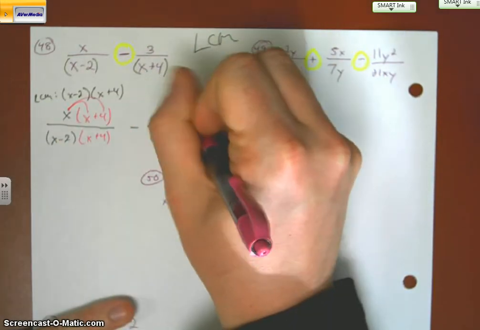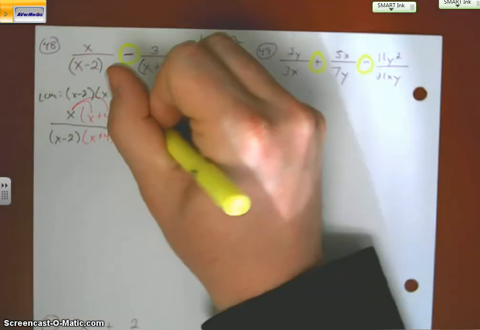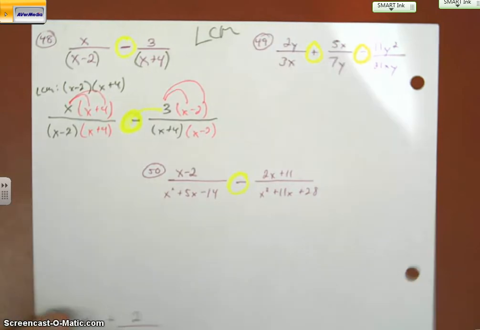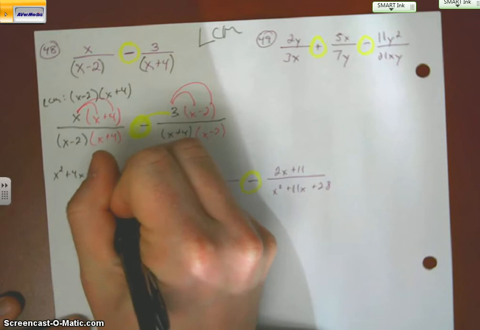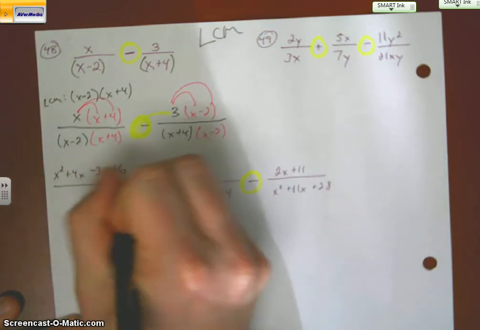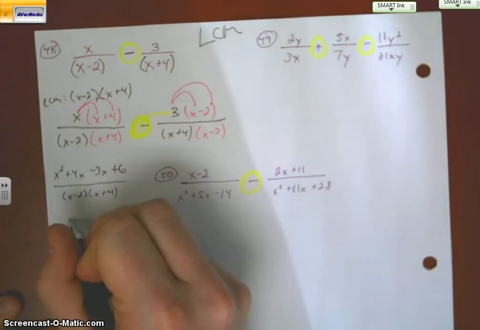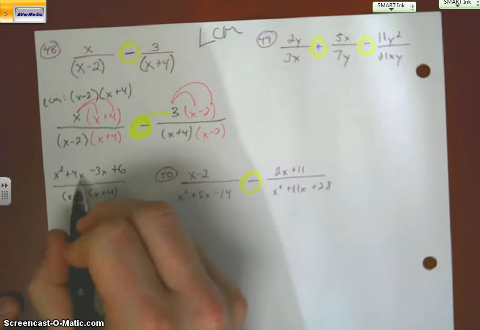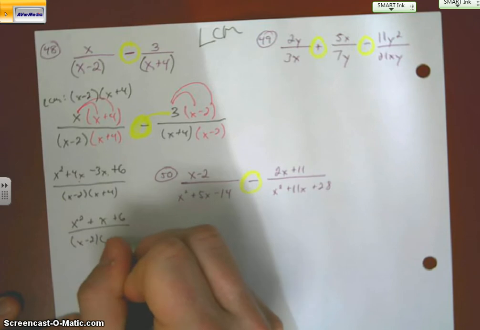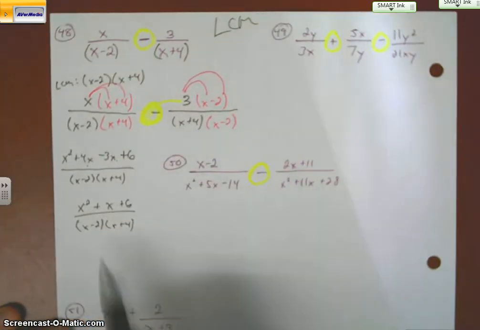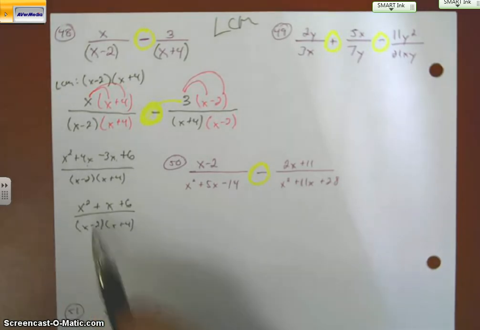Distribute, distribute, distribute. But please be careful, that is going to be a negative 3. So we end up with x squared plus 4x minus 3x plus 6, over x minus 2, x plus 4. Let's collect like terms at the top. So we end up with x squared, 4x minus 3x is x. You have to check if this simplifies, but there's nothing that multiplies to make a positive 6 and adds to make 1. So that is done.